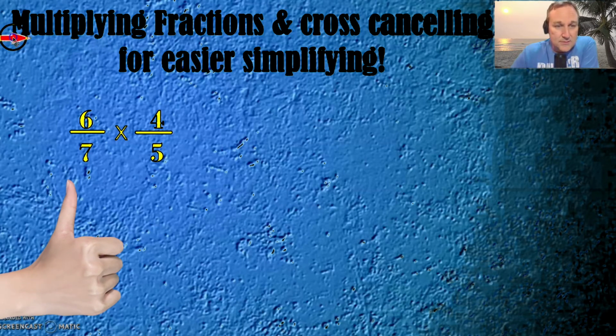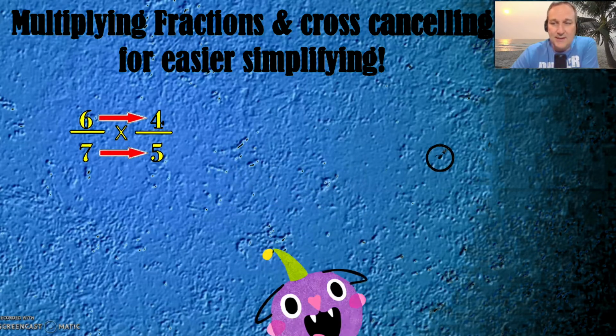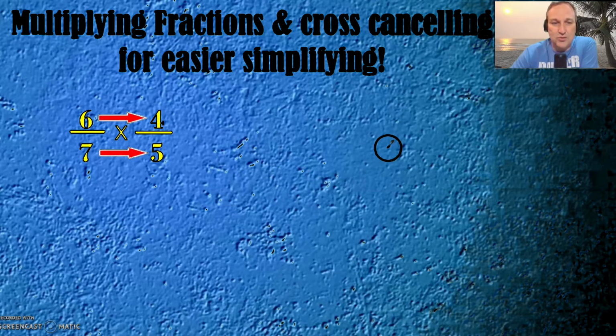Super easy. I'm going to use these arrows here to tell you what to do. Basically, you just multiply across. Just like that. Yeah, it is that easy. You might be thinking, what the heck? It couldn't be that easy. This is some kind of a trick. It's a trap. It's not a trap.